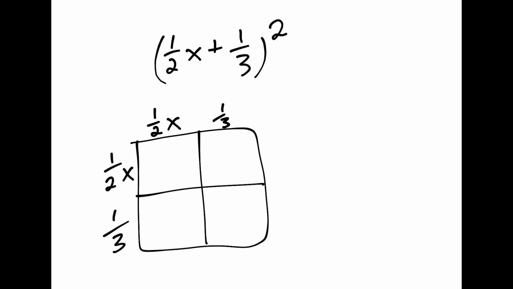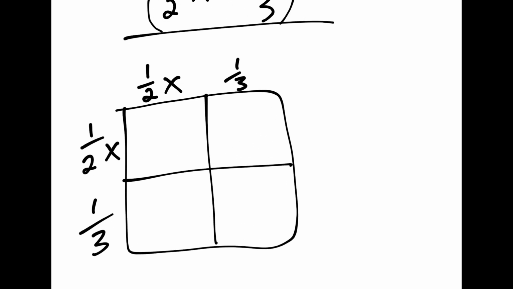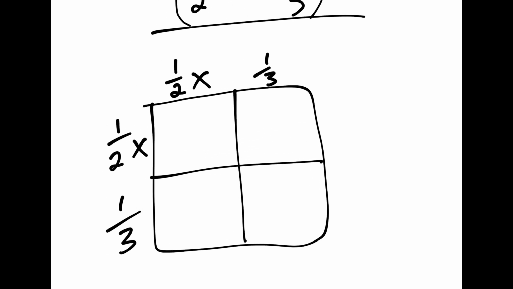We also will have one problem with fractions. It might look like this. This was the actual problem on one of the earlier versions: 1/2 x plus 1/3, squared. We still use the box method and set it up like this. When we multiply fractions, you multiply top times top and bottom times bottom.